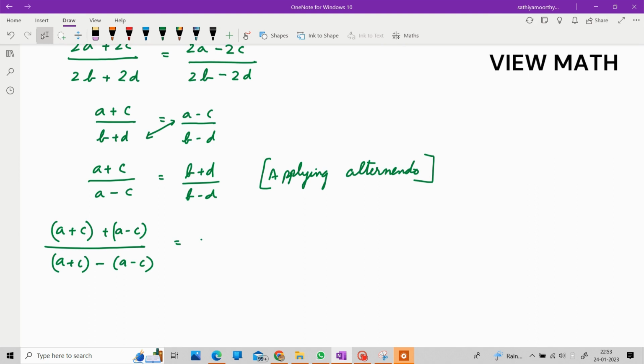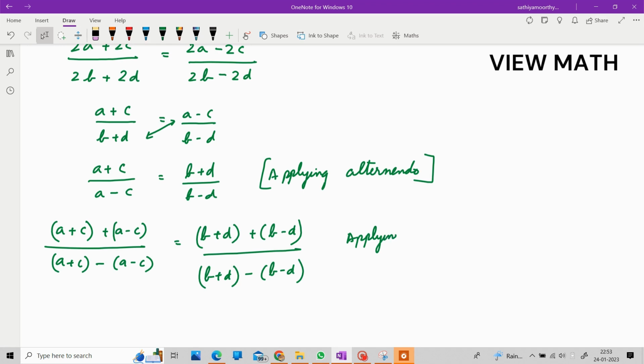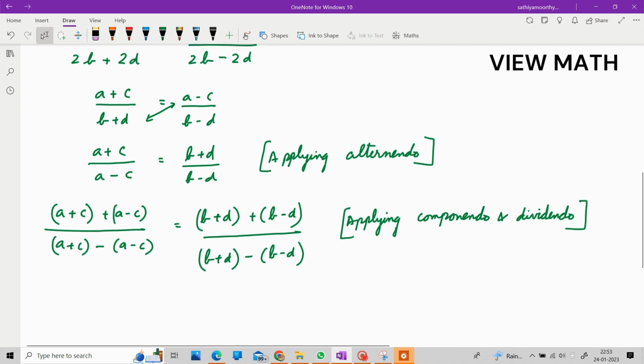Left hand side, right hand side, b plus d plus b minus d divided by b plus d minus b minus d. Applying componendo and dividendo property. Each time you should write which property you are applying. So here I am applying componendo and dividendo property together.